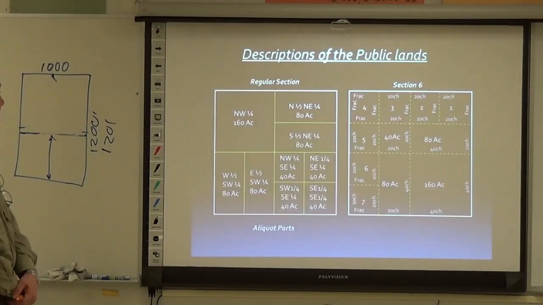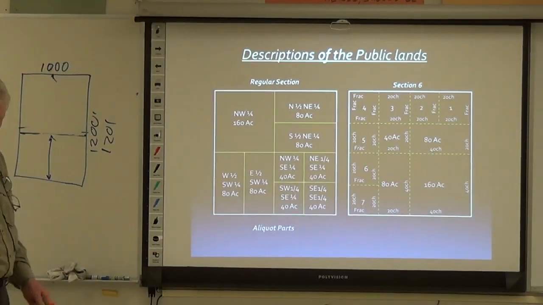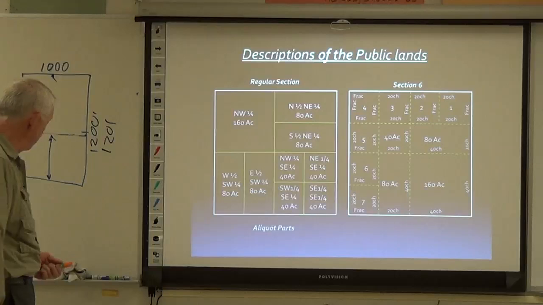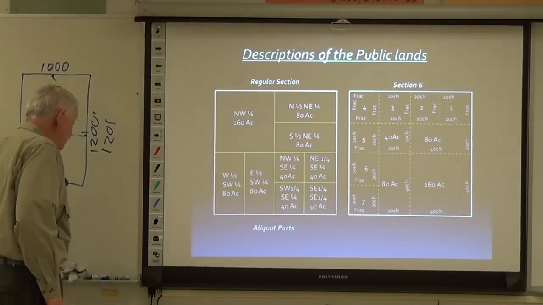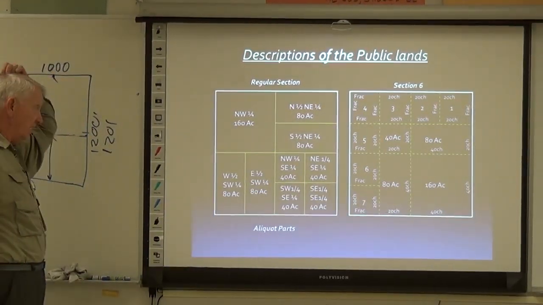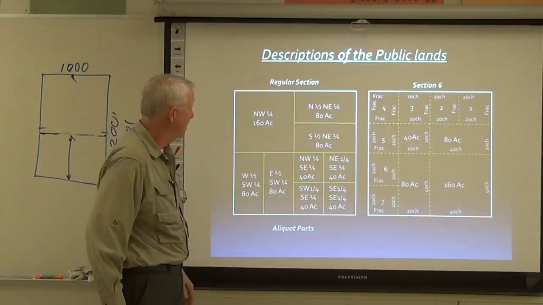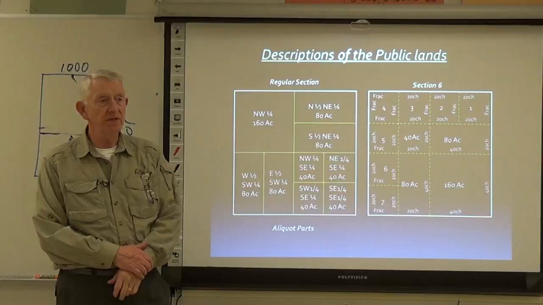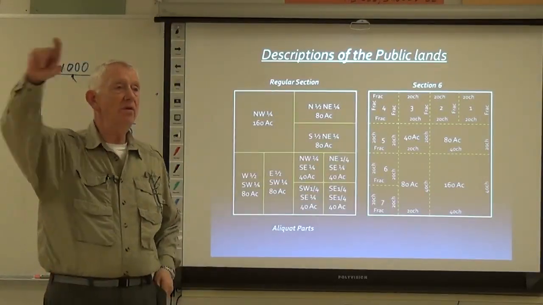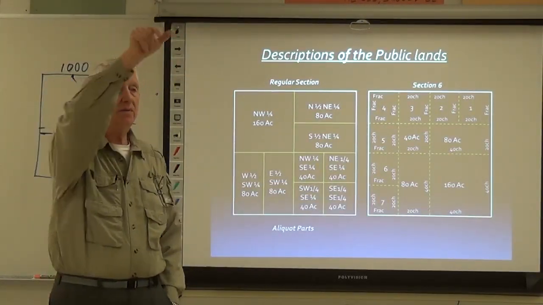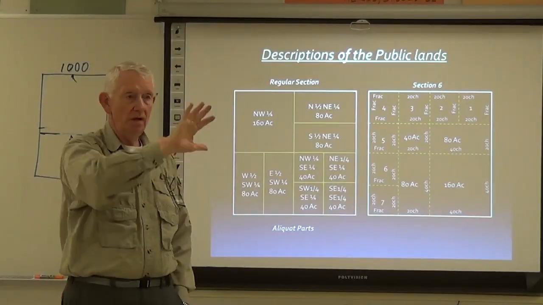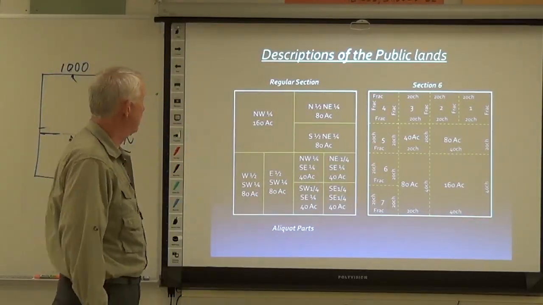Let's talk about the public land system, because everybody knows and loves the public land system, at least in the state of Washington. Let's just take a look at a regular section right here. And what I mean by regular section is a section that is not on the north tier of the township or the west range of the township. Those 25 sections that are not in there.